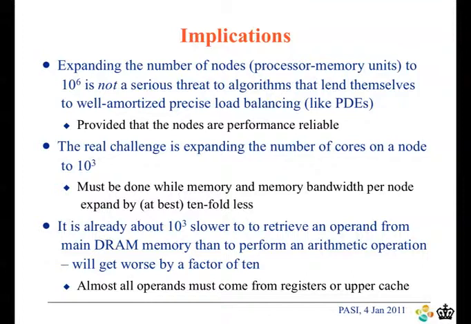And this must be done while memory bandwidth per node expands by at best 10-fold or less. It is already about 10 to the 3rd slower to retrieve an operand from main DRAM than to perform an arithmetic operation, so this will get worse by a factor of 10. So almost all operands have to come from registers or upper cache, and there's an incredible algorithmic constraint for a method like Krylov, where you have to drag the Jacobian through cache every iteration.